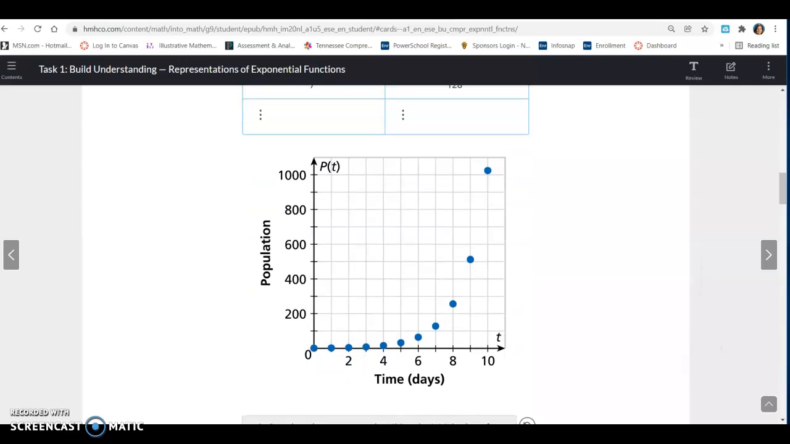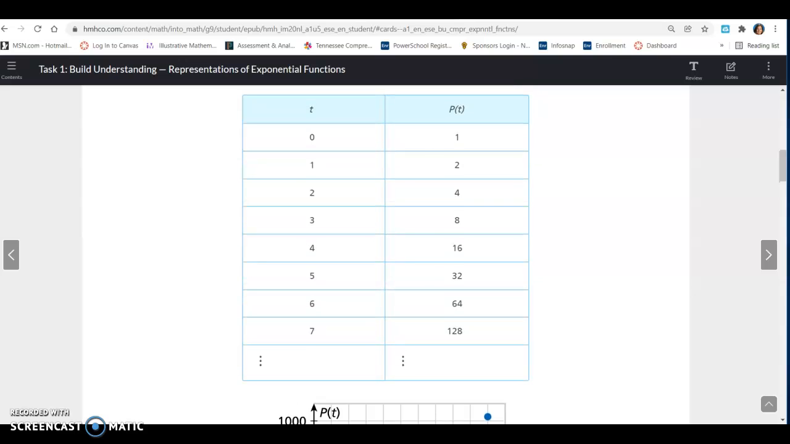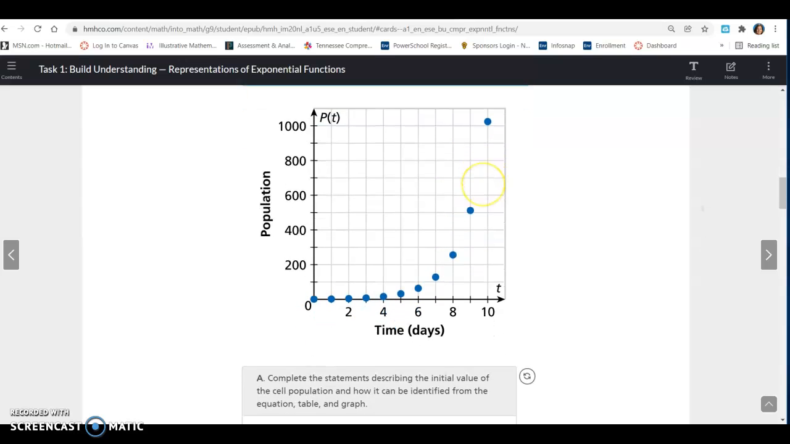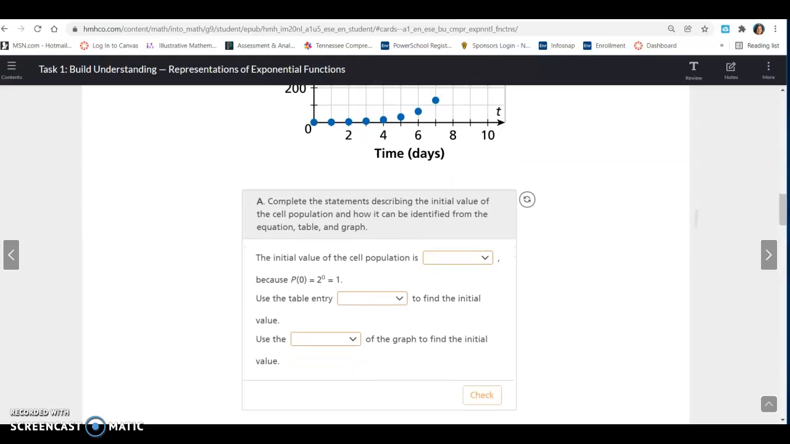All right, if we graph these as ordered pairs, okay, so you've got t on your x-axis and P of t on your y-axis. So we can graph these as ordered pairs, and these are just the ordered pairs from the table above. So you can see that this is an exponential growth. Anything that curves up and gets faster as it goes, that is an example of exponential growth.